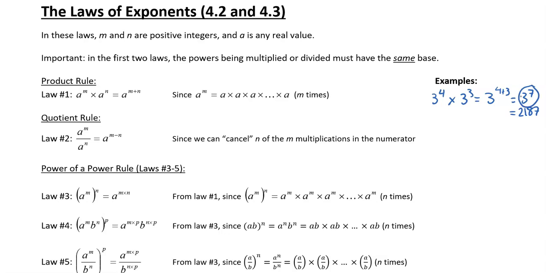For law number 2, this is the quotient rule. So we've got the product rule if they're multiplied, and now the quotient rule if they're divided, because it's a quotient. So we're taking that exponent m and we're subtracting n from it. A minute ago, we had the example of 3 to the power of 4. We divided that by 3 squared. And so we're going 4 minus 2. And so that gave us 3 to the power of 2, which was 9. So there's an example of that one.